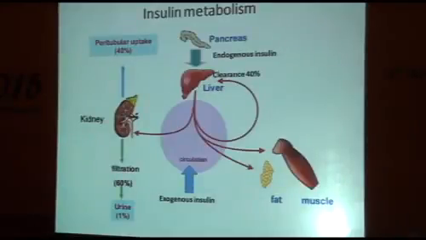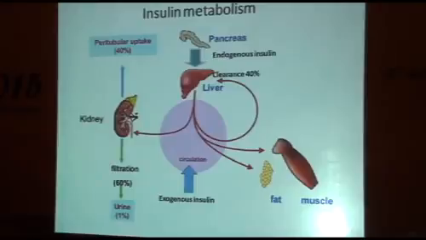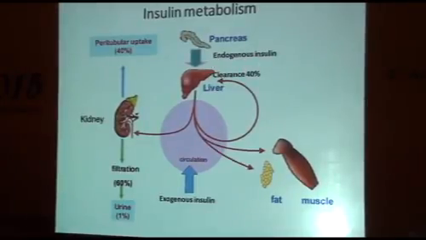We move on to insulin metabolism. This we will take in two paradigms. When it comes to endogenous insulin, its main clearance is by the liver, and when it comes to exogenous insulin, its main clearance mechanism is through the kidneys.